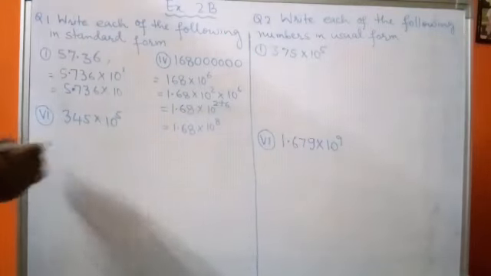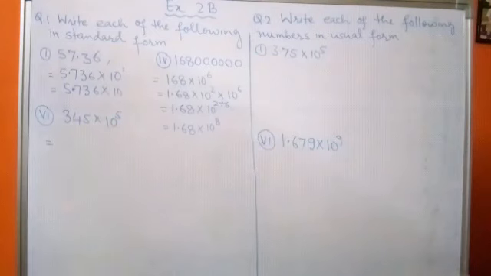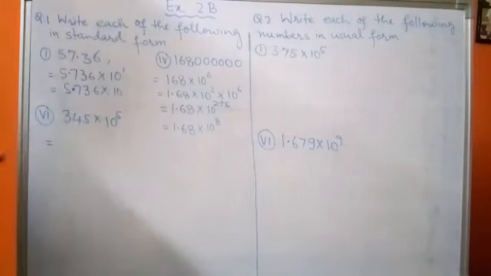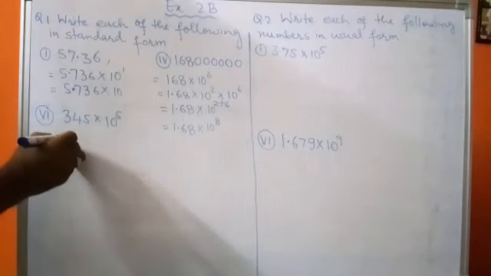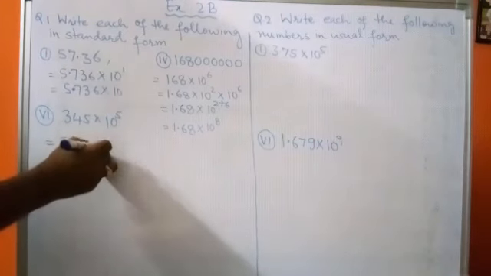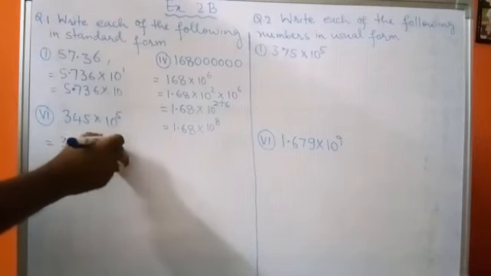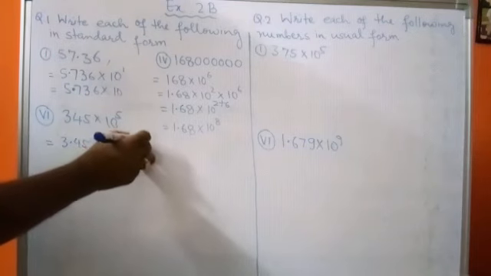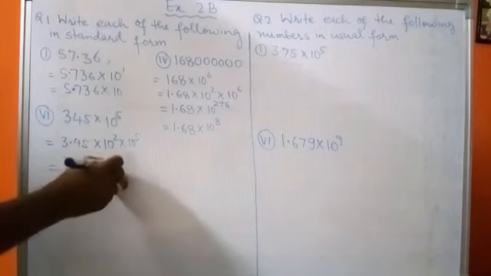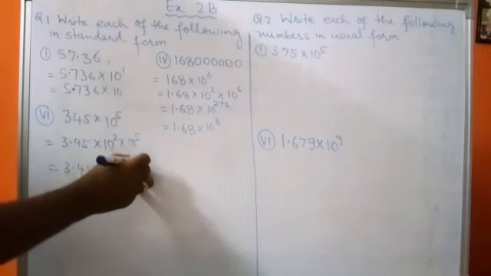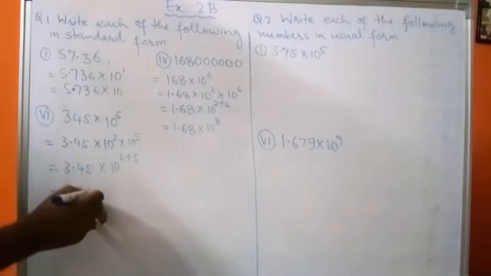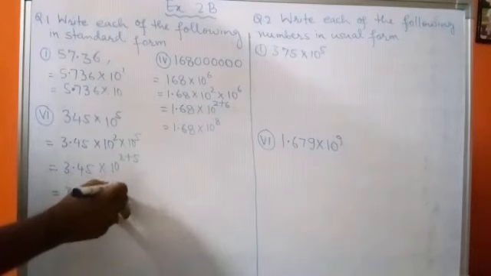Now the next question is already given in exponential form, but here also this decimal has to be moved two places to the left-hand side. 3.45 into 10 to the power 2, and 10 to the power 5 has already been given. 3.45 into 10 to the power 2 plus 5 equals 3.45 into 10 to the power 7, which is the answer.